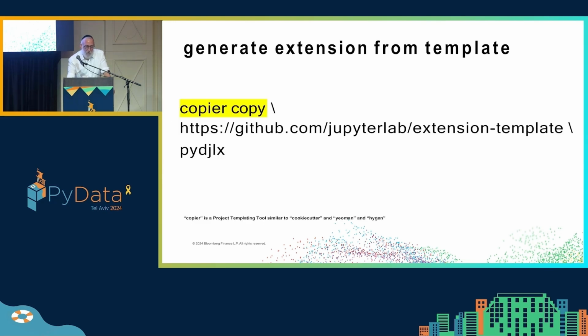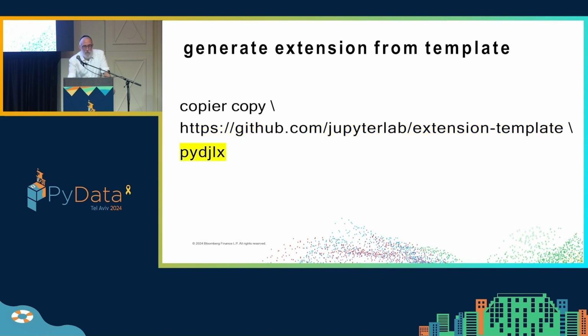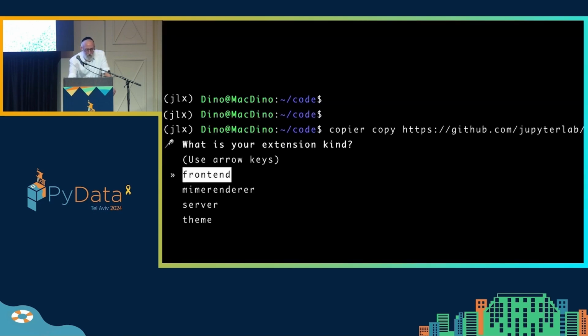Now that we have a virtual environment, we can use the templating tool, Copier, which is similar to Cookiecutter or Yeoman or other templating tools, to generate our extension. So we're going to call copier copy. We're going to get the extension from GitHub, the JupyterLab extension template, and we're going to name our extension pydjlx, standing for PyData JupyterLab extension. When you run that, the first thing it does is ask you some questions.